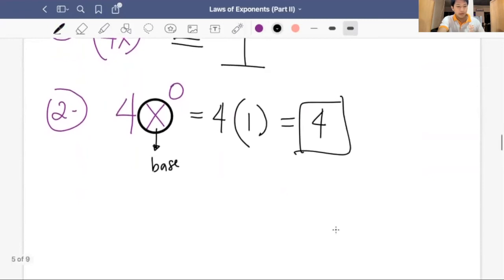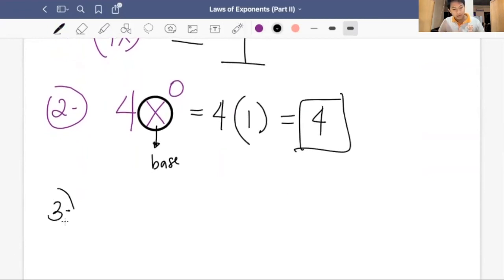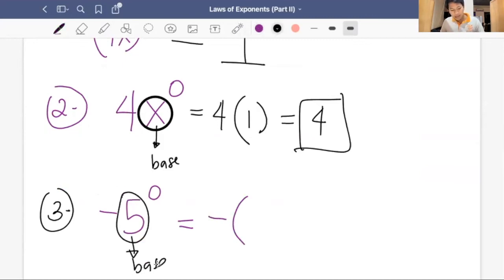And let's have number 3. What if you have negative 5 raised to 0? What about that? The negative 5 is not enclosed by parentheses. So all we have to do is to copy the negative, and the 5 here is our base. The 5 is being raised to 0. So that is equal to 1. Negative times 1 equals negative 1.